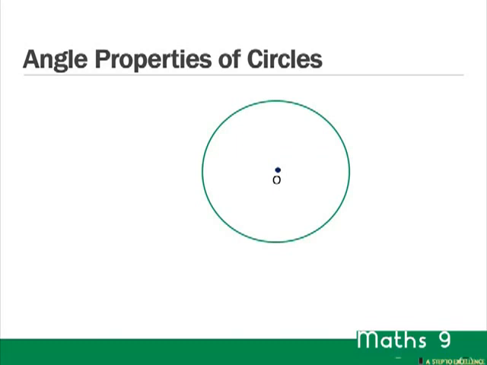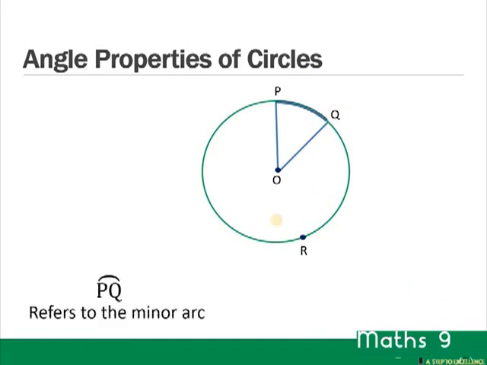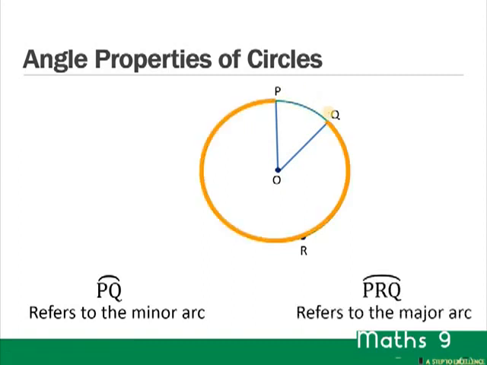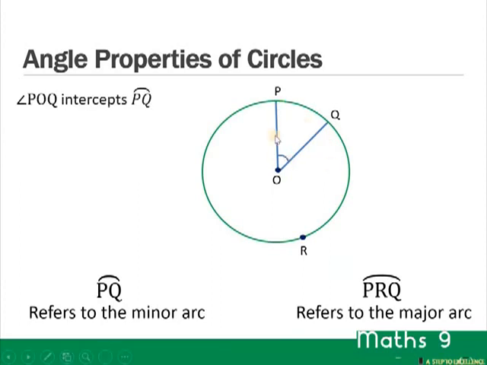Angle properties of circles. Here we've got a diagram with 3 points on the circumference, P, Q and R. The arc PQ refers to the minor arc, that's this short arc here. And the arc PRQ refers to the major arc, that's the larger arc that goes all the way around through R. This angle here is called angle POQ, and we can say that angle POQ intercepts the arc PQ.